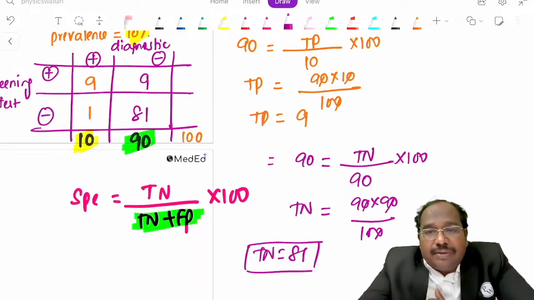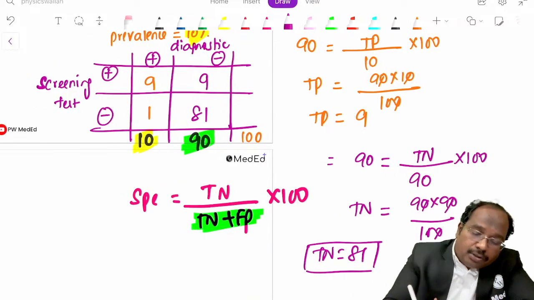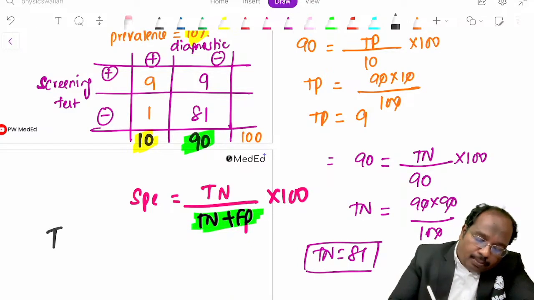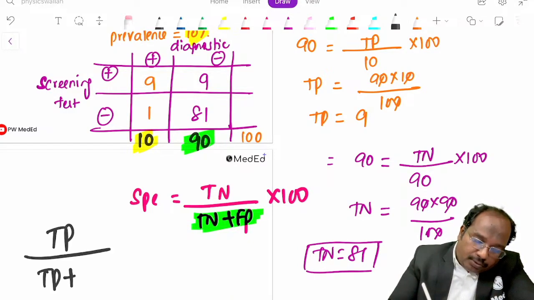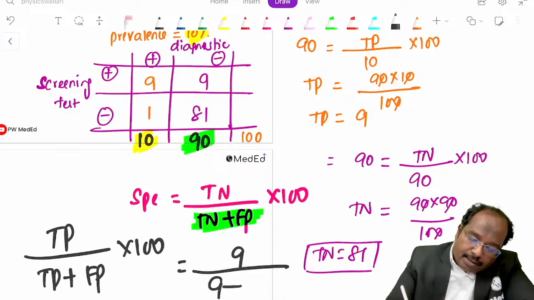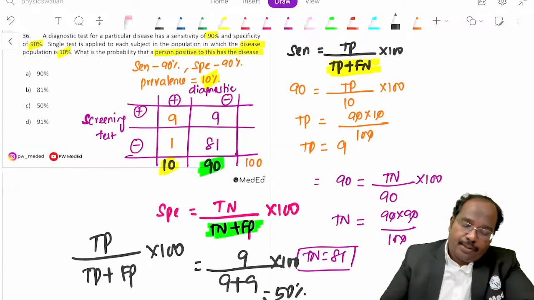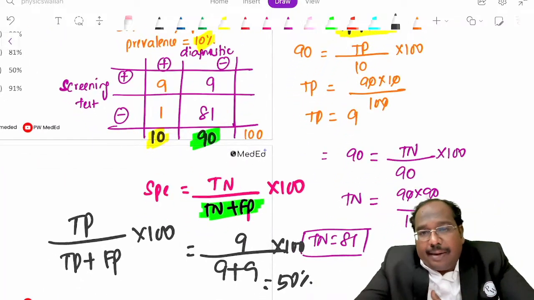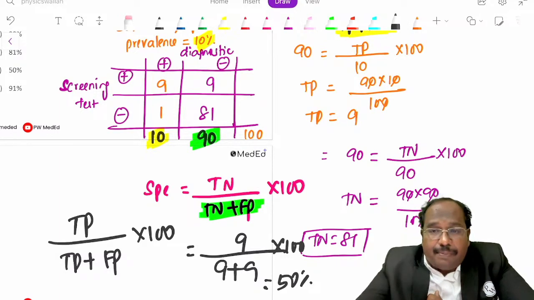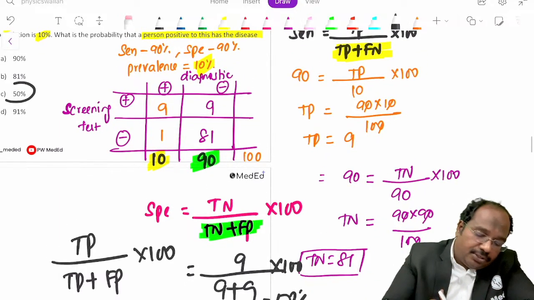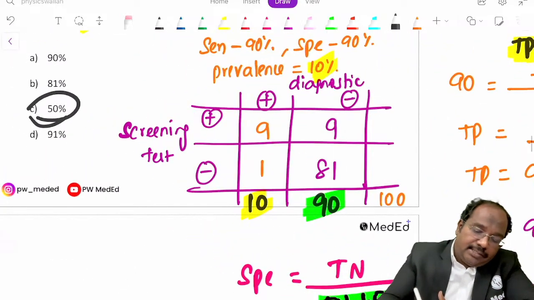Now the question is, what is the formula for the positive predictive value? The formula for positive predictive value is true positives over true positives plus false positives, multiplied by 100. So 9 by 9 plus 9 multiplied by 100, that is 50%. So the answer for this question is 50%, guys.